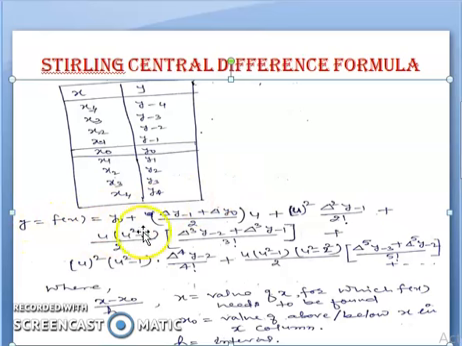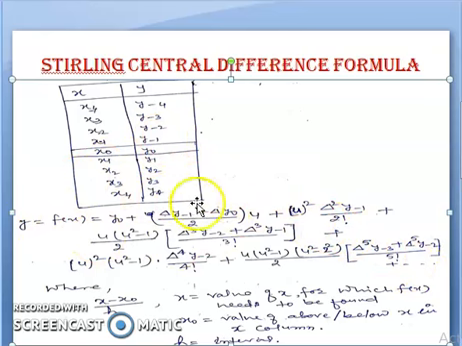So what is the Stirling central difference formula? y equal to f(x) equal to y0 plus u times (del y of -1 plus del y0) divided by 2, plus u squared del squared y of -1 divided by factorial 2, plus u(u squared minus 1) times (del cube y of -2 plus del cube y of -1) divided by 2 factorial 3, plus u squared (u squared minus 1) del to the power 4 y of -2 divided by factorial 4, plus u(u squared minus 1)(u squared minus 4) times (del to the power 5 y of -3 plus del to the power 5 y of -2) divided by 2 factorial 5, plus and so on.